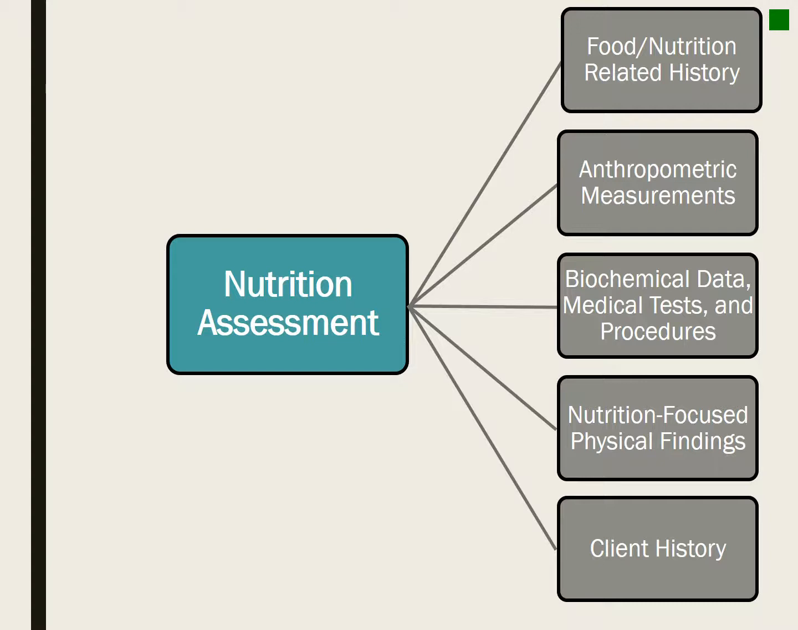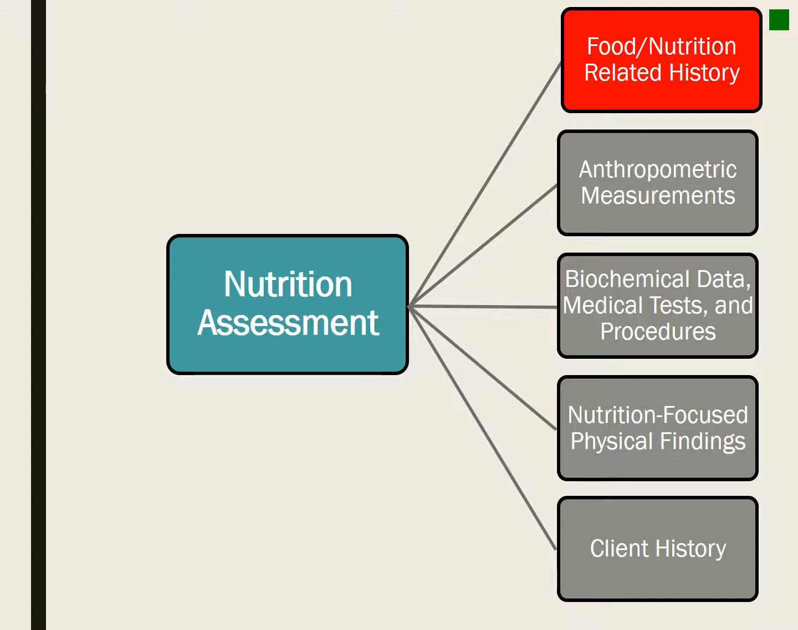The first one is food and nutrition-related history. The food and nutrition-related history examines the individual's food and nutrient intake and administration. And we can determine this with many different methods. So we could utilize a 24-hour recall if they are able to remember the last 24 hours and what they took in. You could ask them about their typical day's intake.